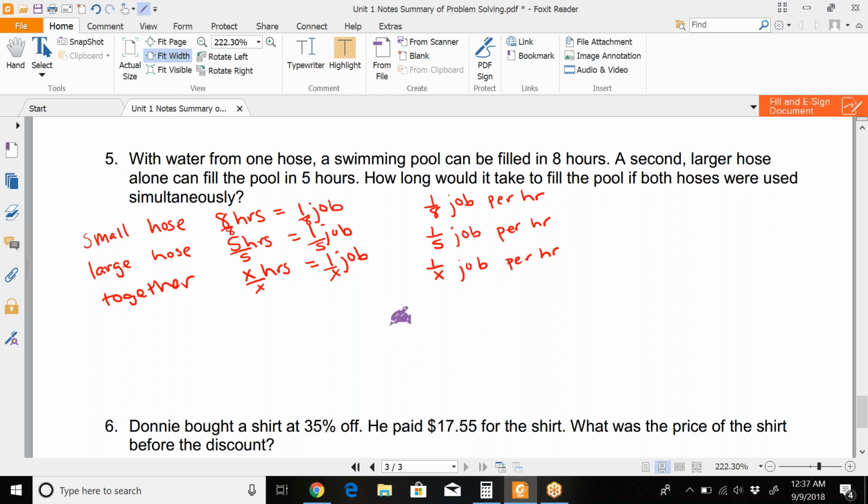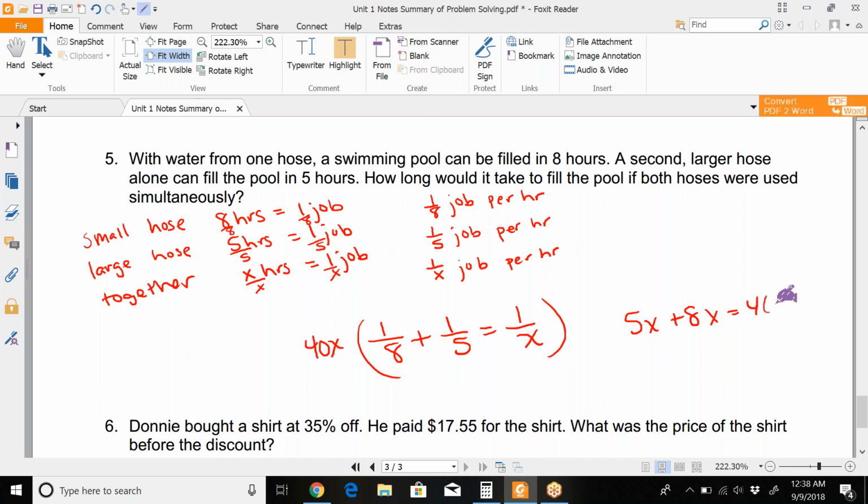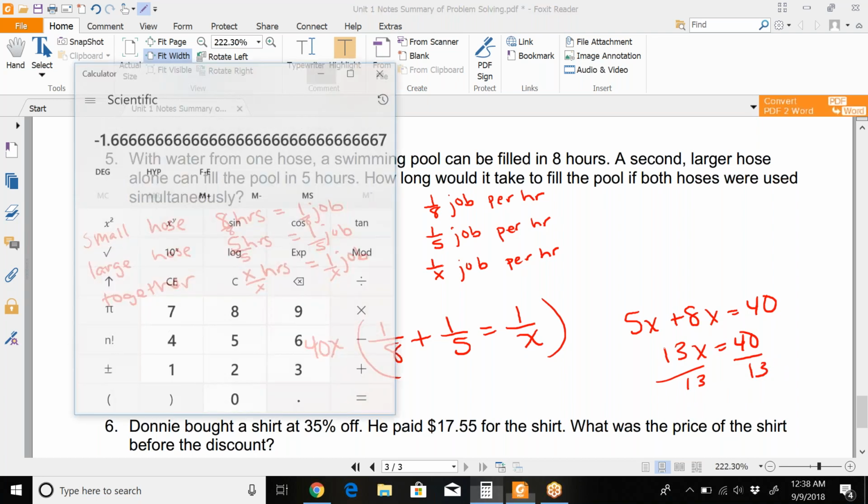So now everything is related to 1 hour of work. So what happens in 1 hour of work is that if you had the two hoses both going, you would add them together. So 1/8 plus 1/5, because those are the solo hoses individually working. And we would hope that would equal the combo. So then I noticed that the LCD here is 40x, because there is an x down here. So if we multiply everything by 40x, that would be 5x plus 8x equals 40. That's 13x equals 40. Divide by 13.